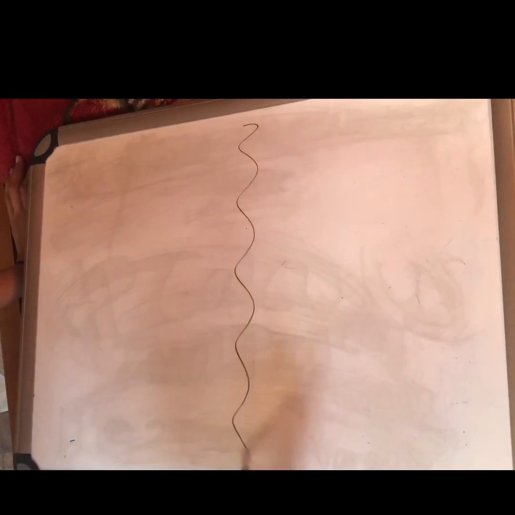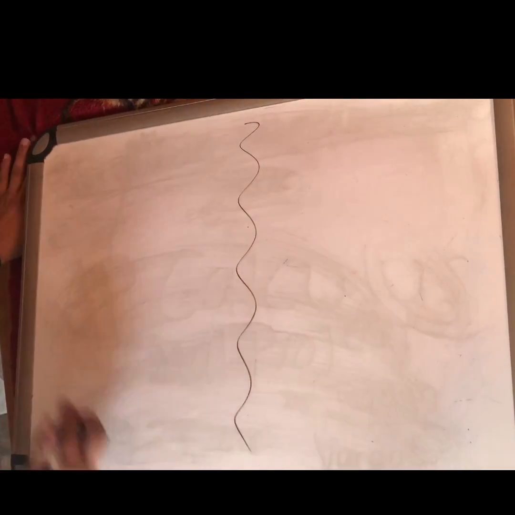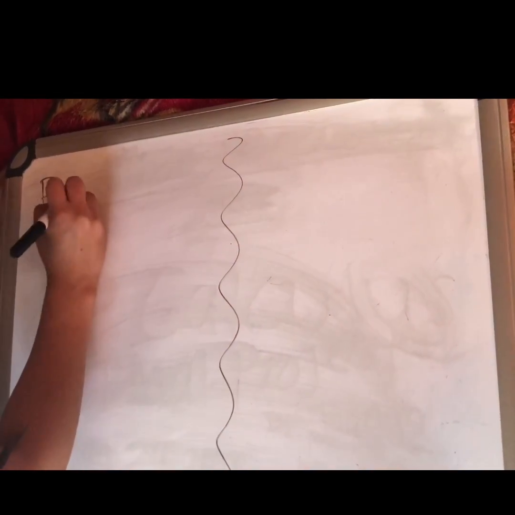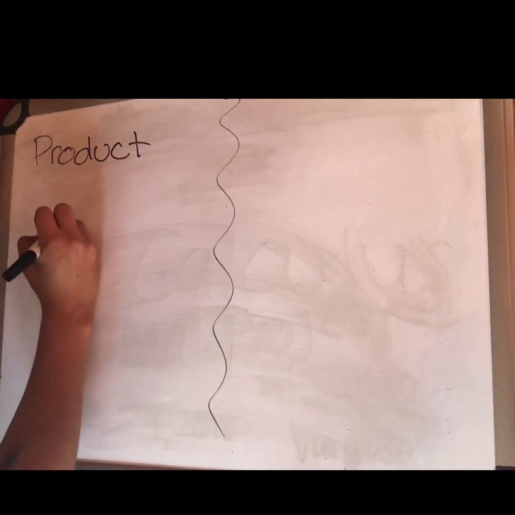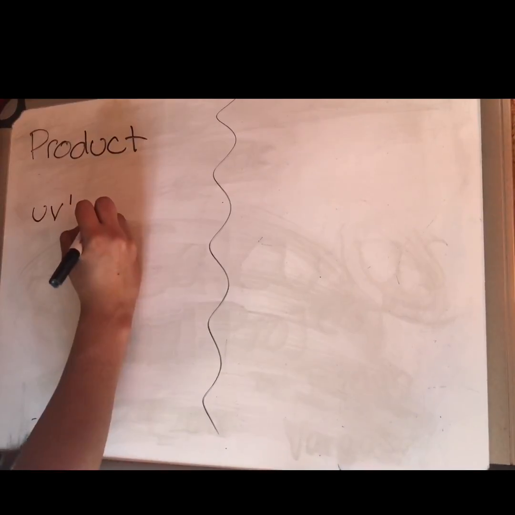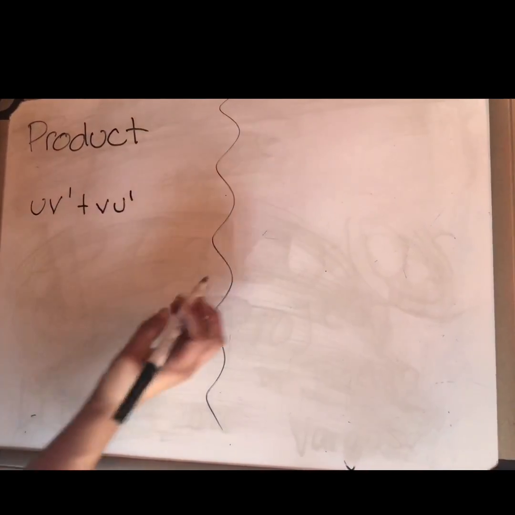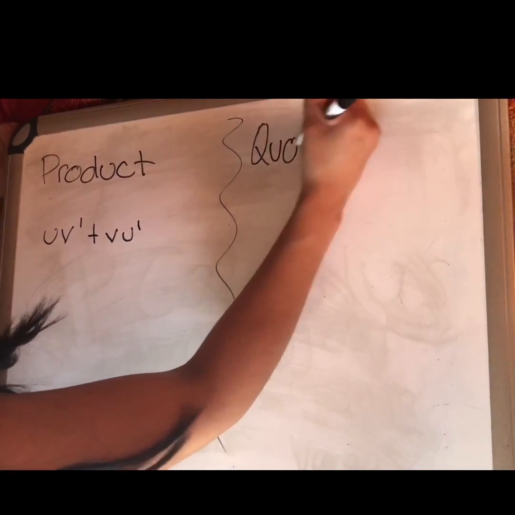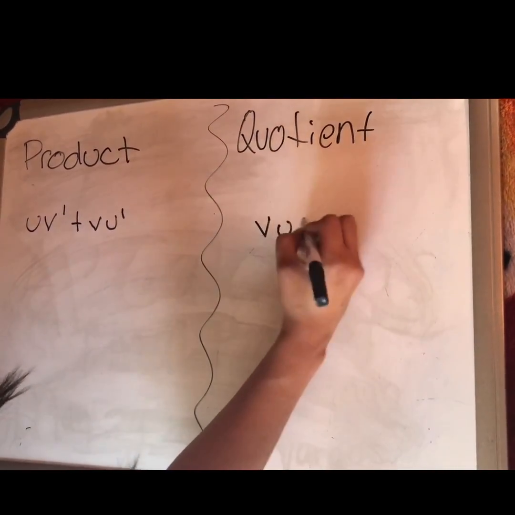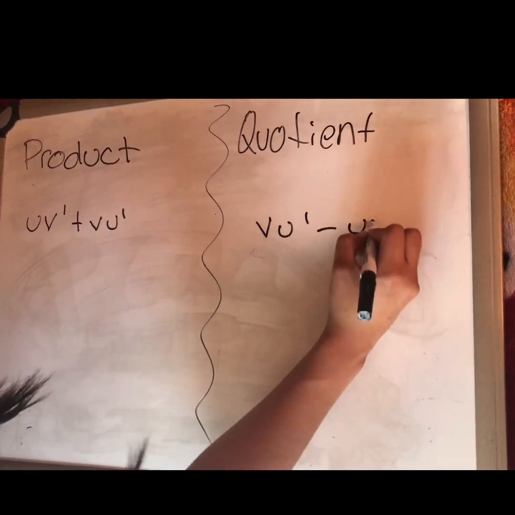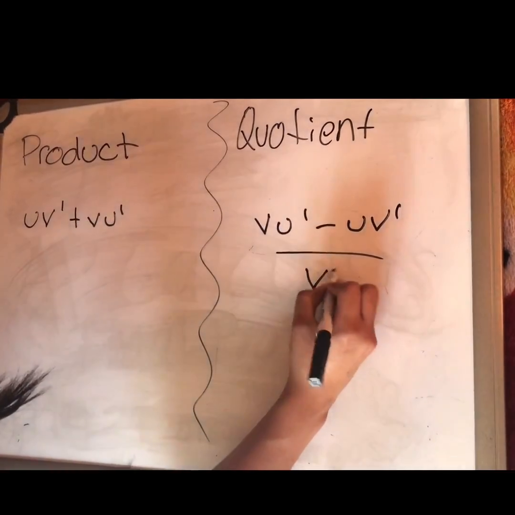Two main rules that we're going to be using in this lesson 3.3. So there's the product rule, which is uv prime plus vu prime, and there's the quotient rule, which is vu prime minus uv prime all over v squared.